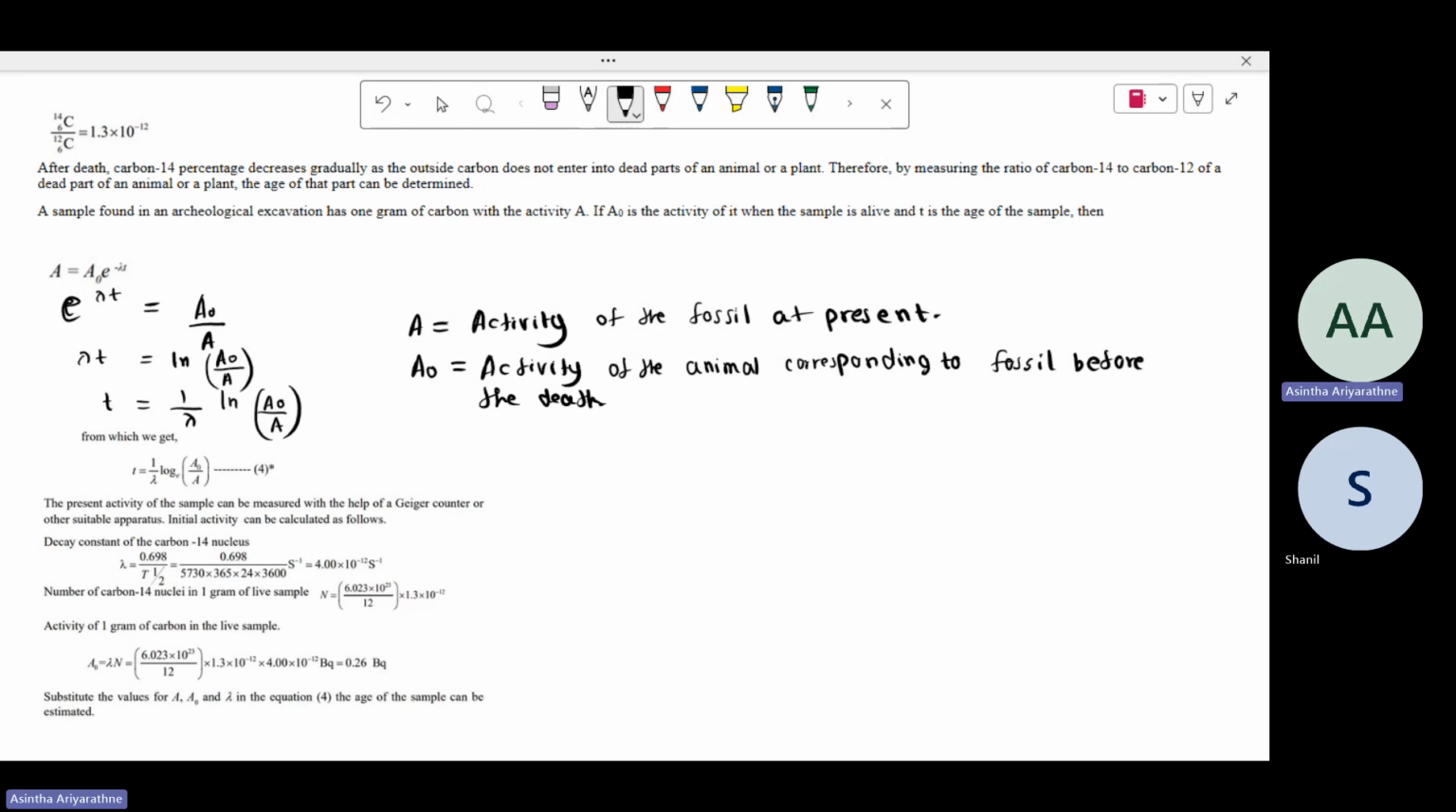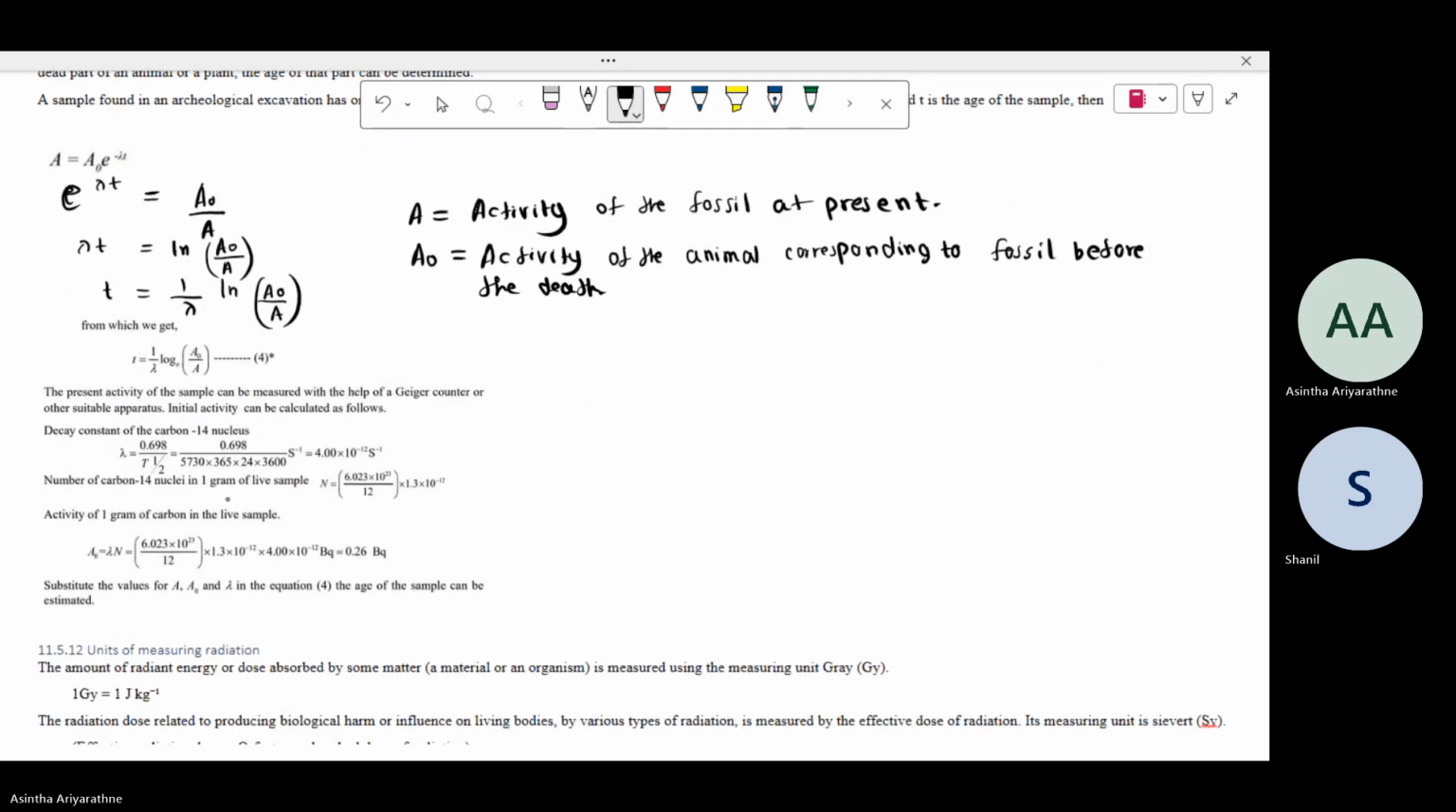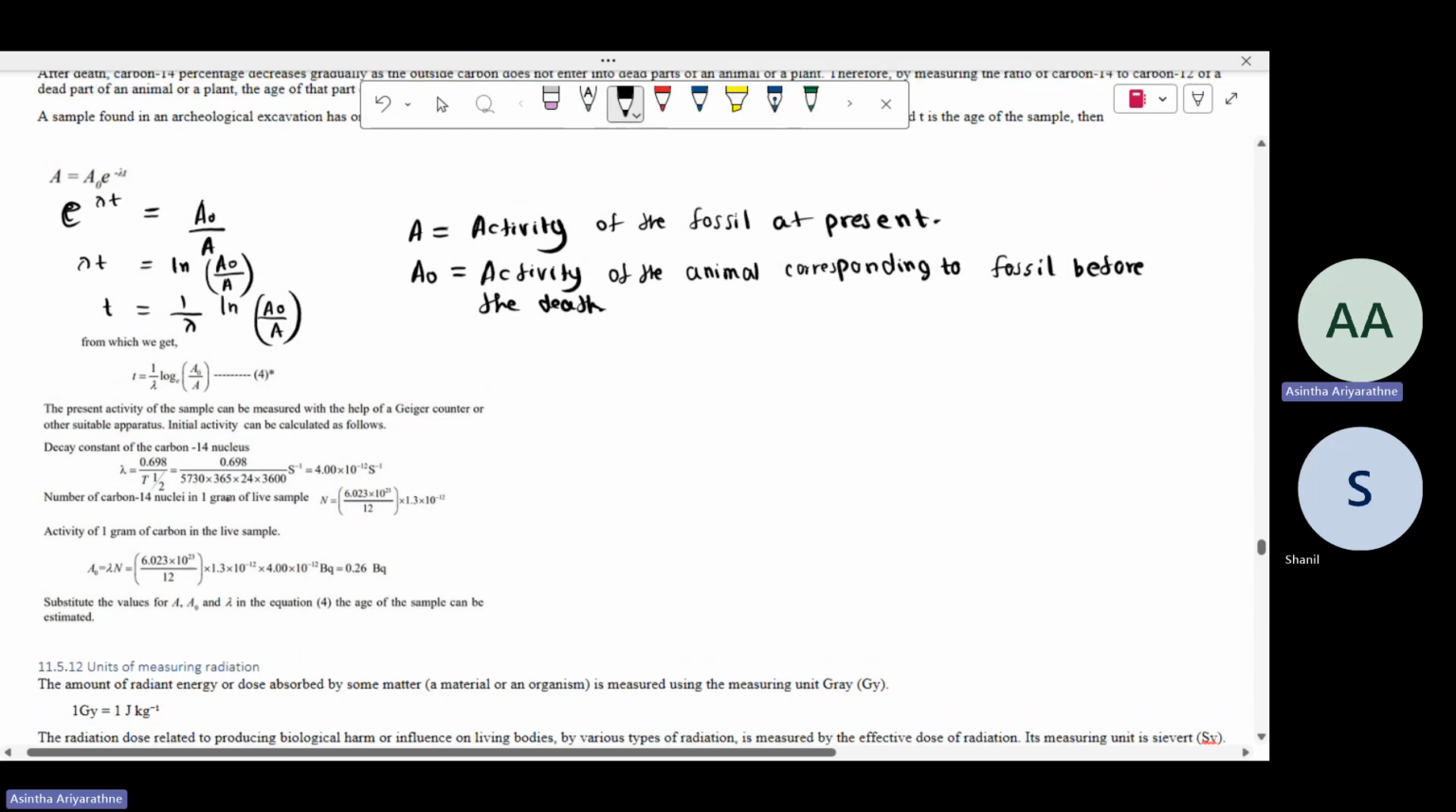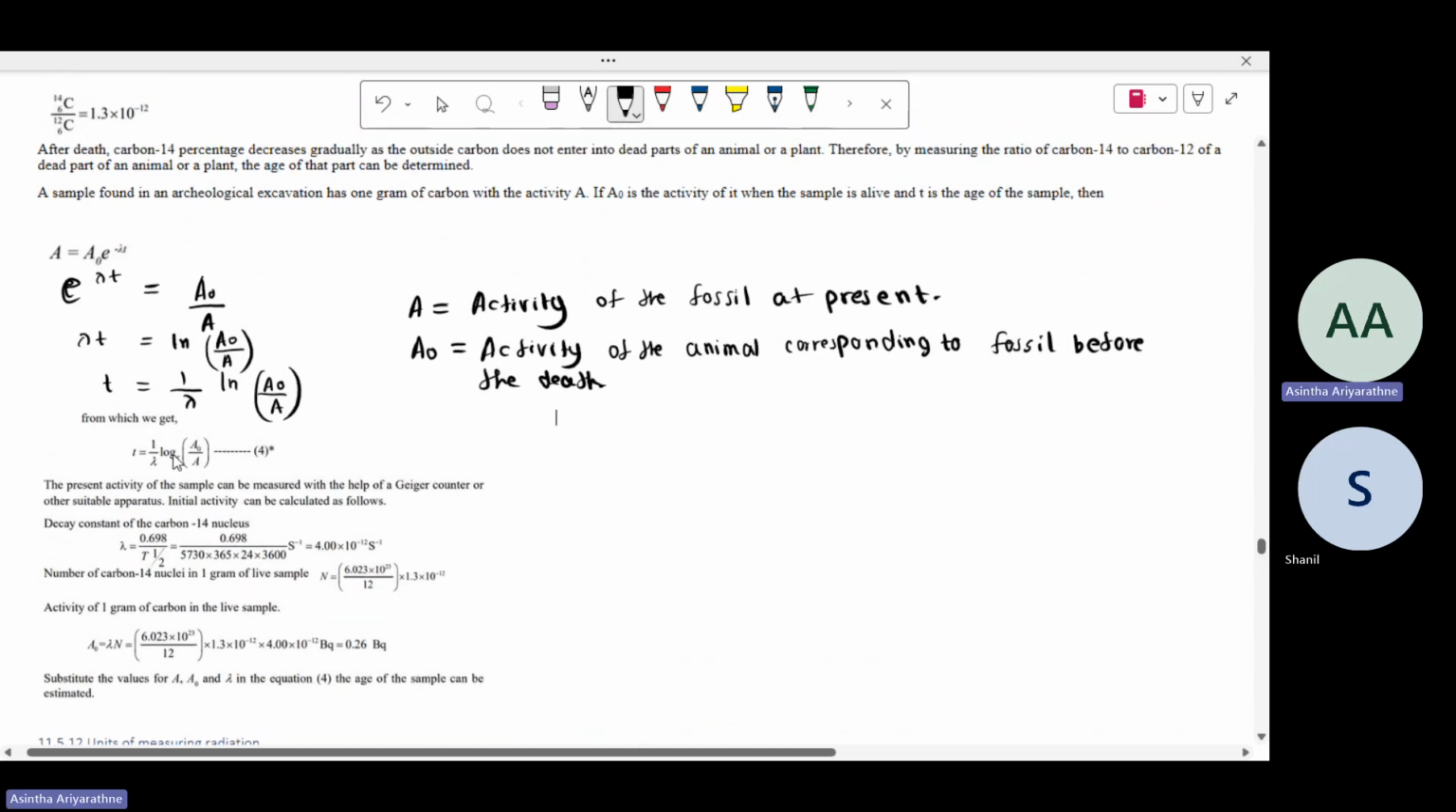Before the death, A can be easily found, because using the instrument we can just measure the activity now. Present activity can be found, but the activity of the animal before the death has to be found. Then if we know A naught and A and lambda, the decay constant of carbon is known, then we can find the time or the age of the animal.